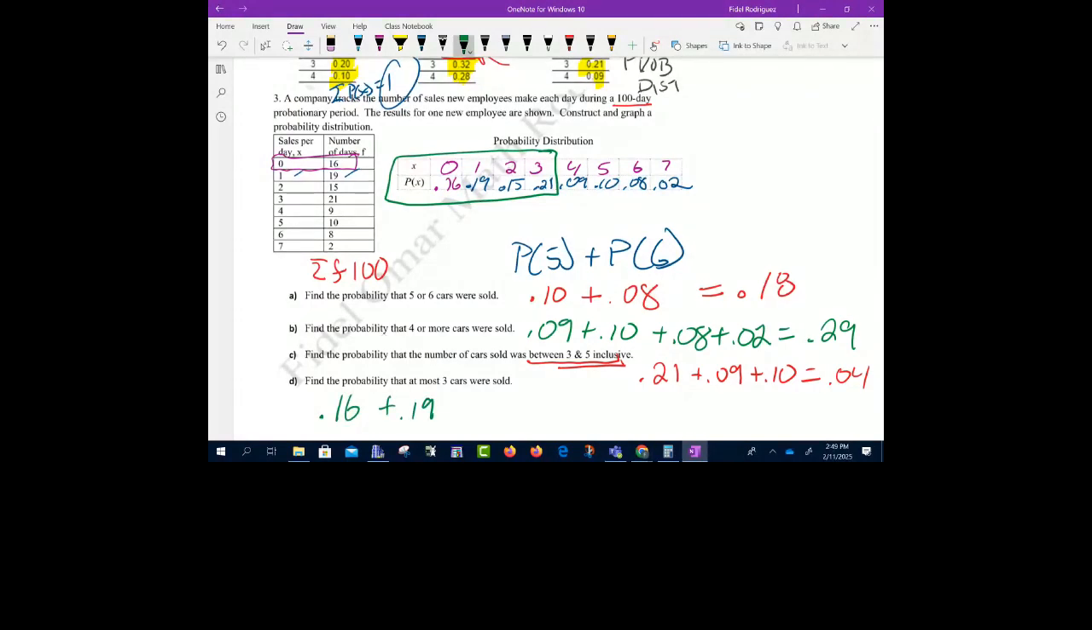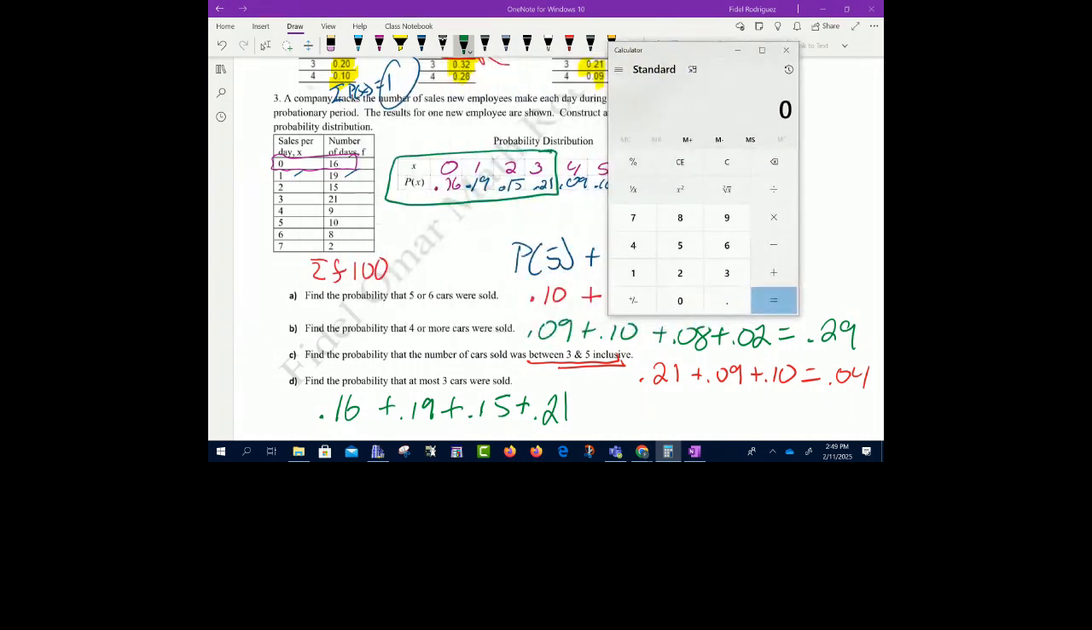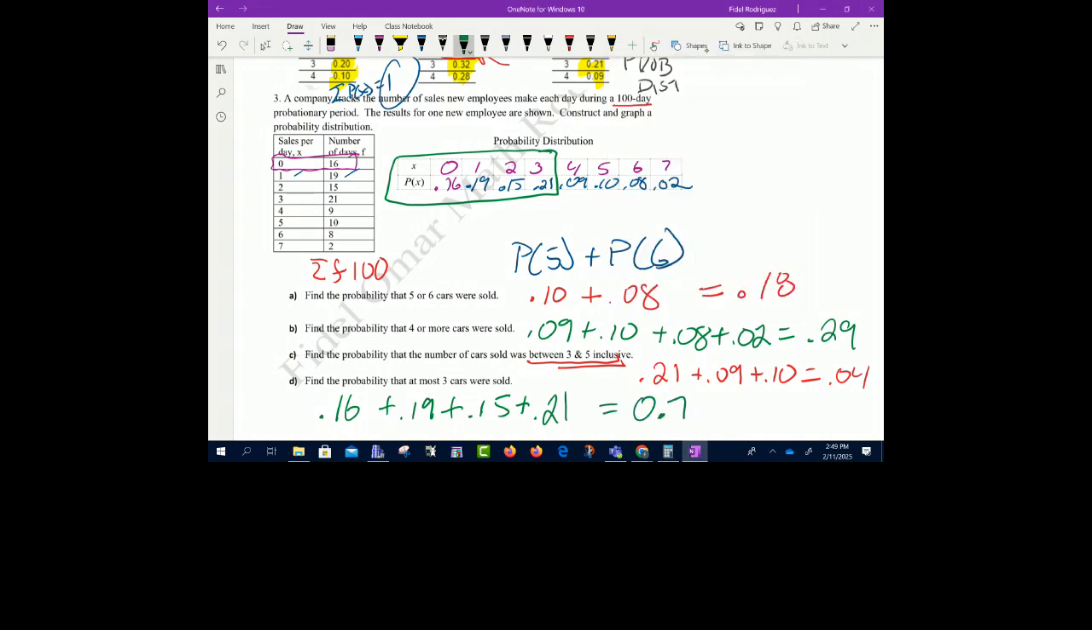0.16 plus 0.19, 0.15, and 0.21. Okay. So 0.16 plus 0.19 plus 0.15 plus 0.21, boom, 0.71. There we go.